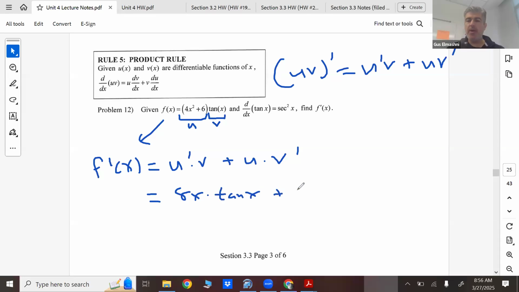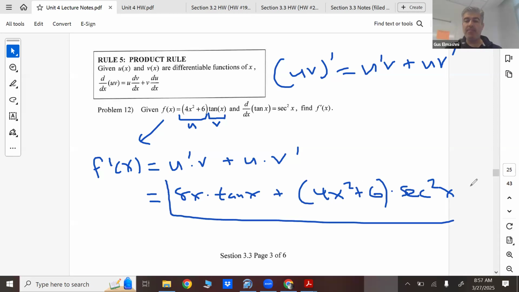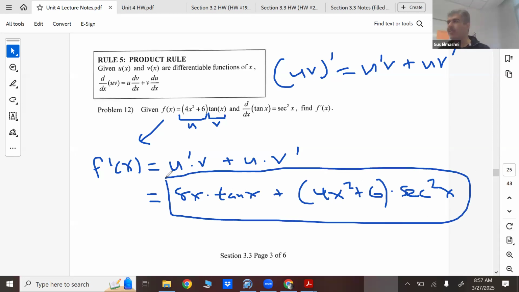Plus, what's u originally? I've not taught you how to take the derivative of tangent yet, or derivatives of trig in general. We'll do that next week. The derivative of tangent x is secant squared x. You can leave your answer like that. You do not need to distribute or do anything else. So it's 8x tan x plus (4x squared plus 6) in parentheses times secant squared x.